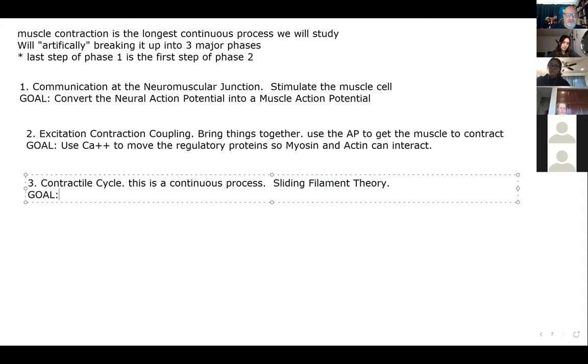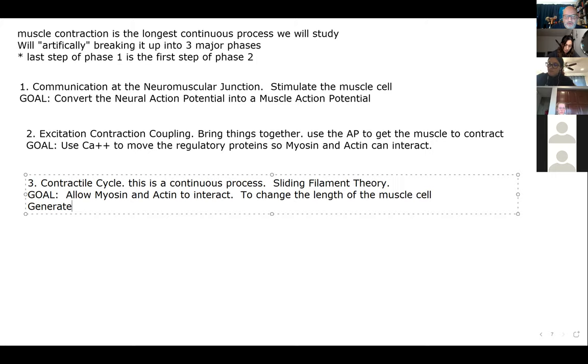And as we just mentioned, our goal is to allow the myosin and actin to interact. We're going to do this to change the length of the muscle cell. And when we change the length of the muscle cell, we generate a force, or we can say we produce a tension. And that force, that tension, is what moves the body in space.